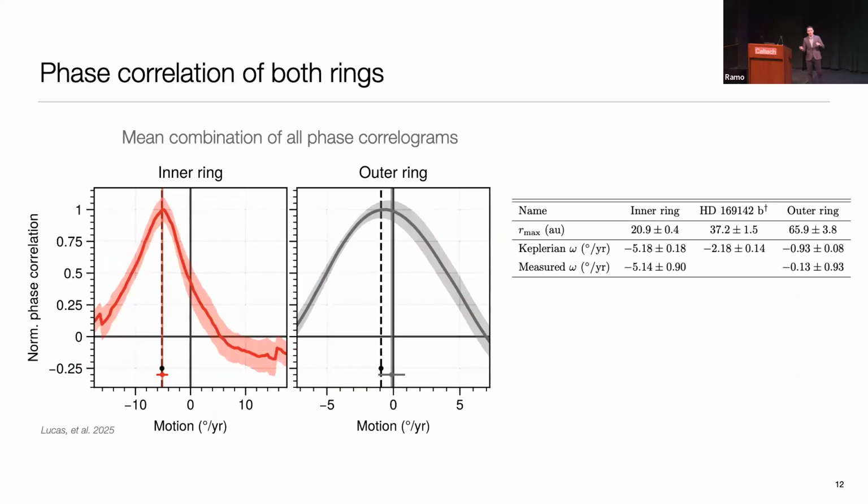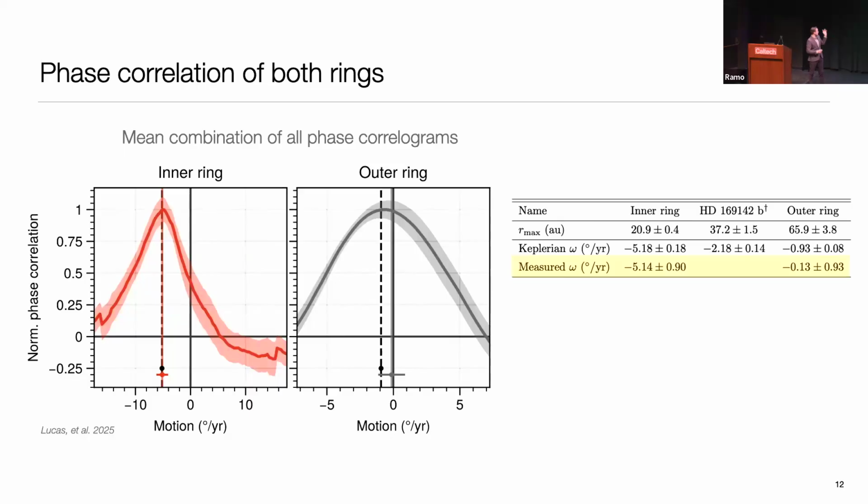For all 27 combinations of pairs of data, I created these phase correlograms in angular velocity, and I've averaged them together for both the inner and the outer ring. I'm showing here in a solid line the measured peak for my analysis, and I'm getting error bars using bootstrap resampling. The dashed line is showing the expected angular velocity from Keplerian motion at the location of these rings. These values are also plotted in the table.